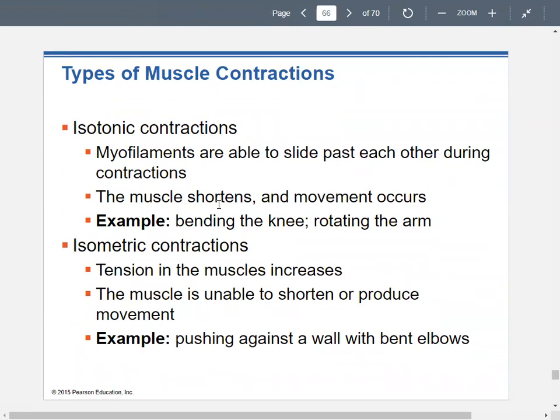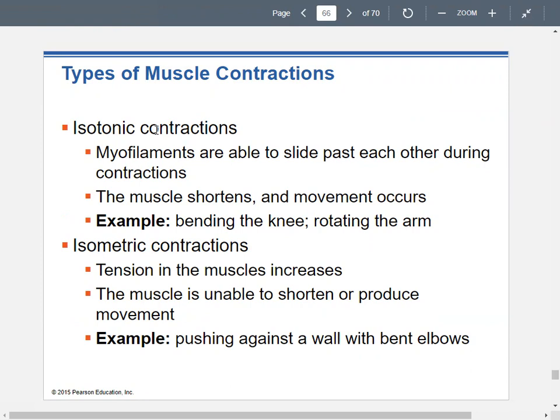All right, contractions. So one type of contraction is isotonic. All right, the myofilaments are going to be able to slide past each other during the contractions. Muscle shortens and you get movement. Like when you bend your knee, you rotate your arms.